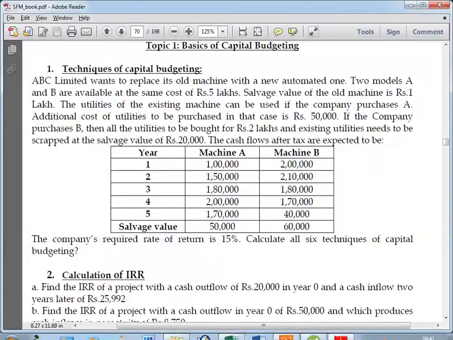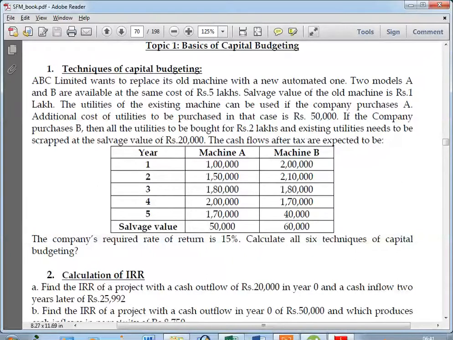So machine A, our net investment is 4,50,000. On machine A, in year 1, how much am I getting back? 1 lakh. I am yet to recover my 4,50,000. Year 2, how much do I get back? 1,50,000. So 2,50,000 recovered. Year 3, so 4,30,000 is recovered. Yet to recover the money. Year 4, my recovery is done. So somewhere between year 3 and year 4, my payback is going to come. Because in year 1, I have recovered 1 lakh. Year 2, I have recovered 150. Year 3, I have recovered 180. So cumulatively 430 is recovered and the investment was 450.